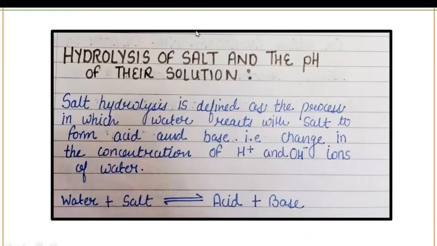Next, we have the hydrolysis of salts and the pH of their solutions. So basically, we are going to discuss salt hydrolysis. Salt hydrolysis is defined as the process in which water reacts with a salt to form the constituent acid and constituent base. And in the case of salt hydrolysis, there is always a change in the concentration of H+ and OH- ions in water. As you can see here, as water reacts with salt, this will form acid plus base.